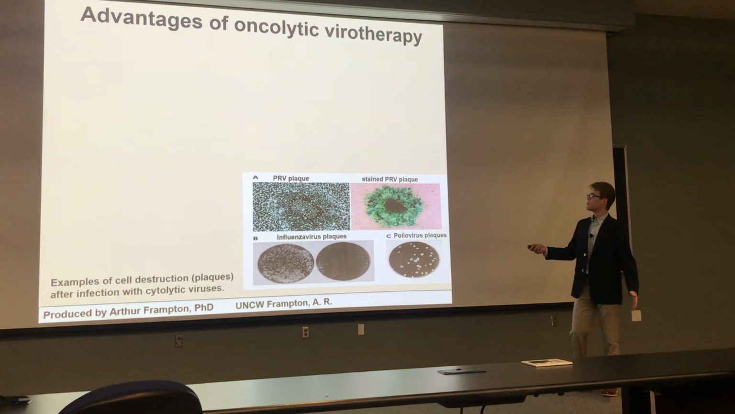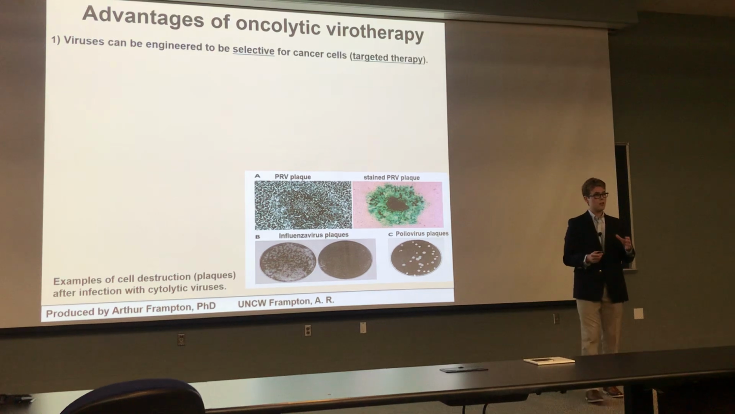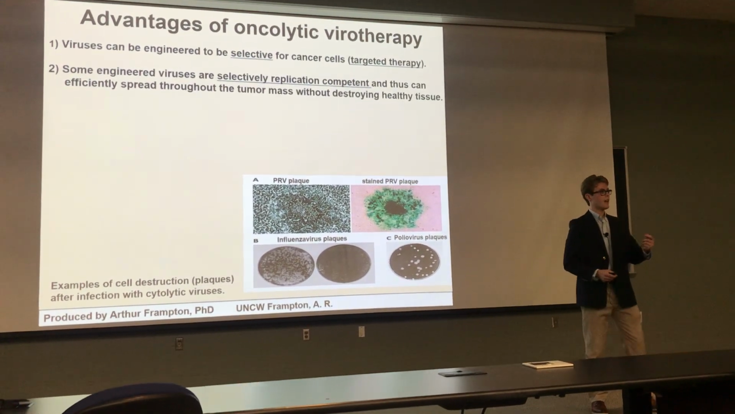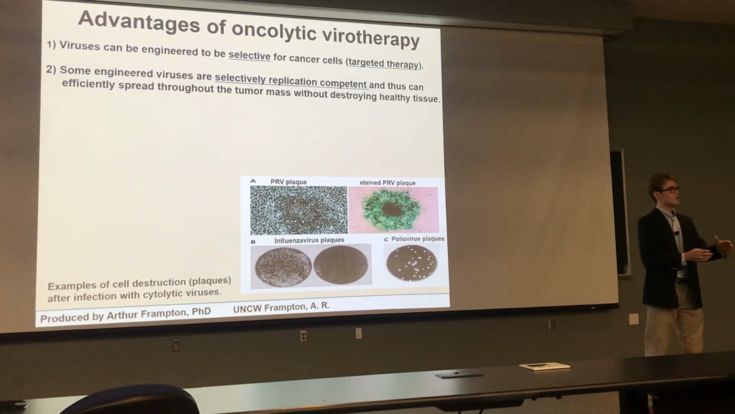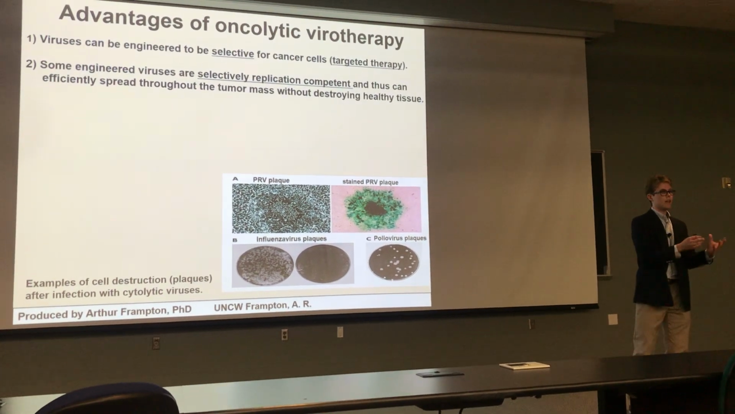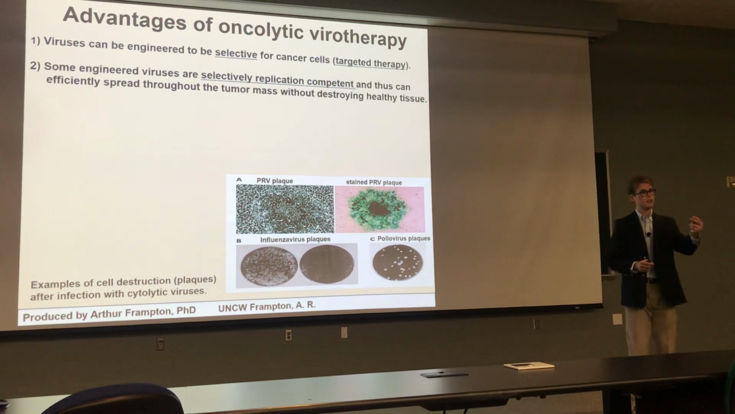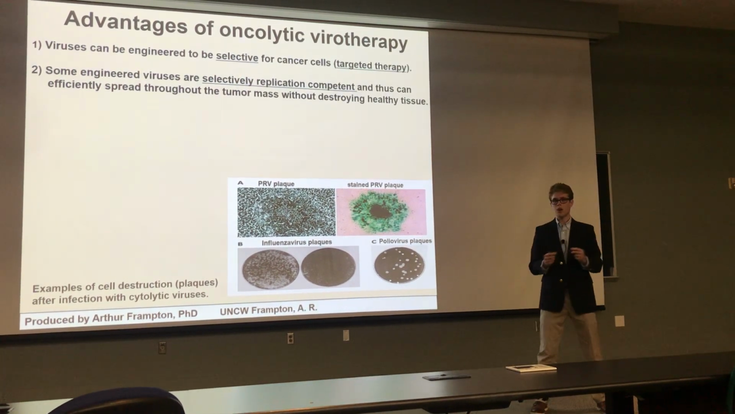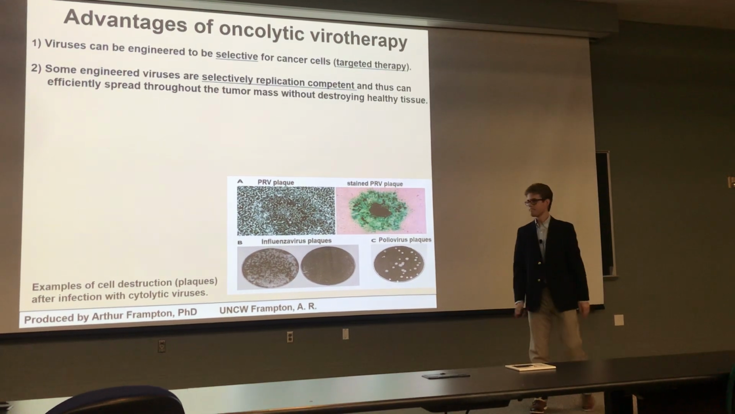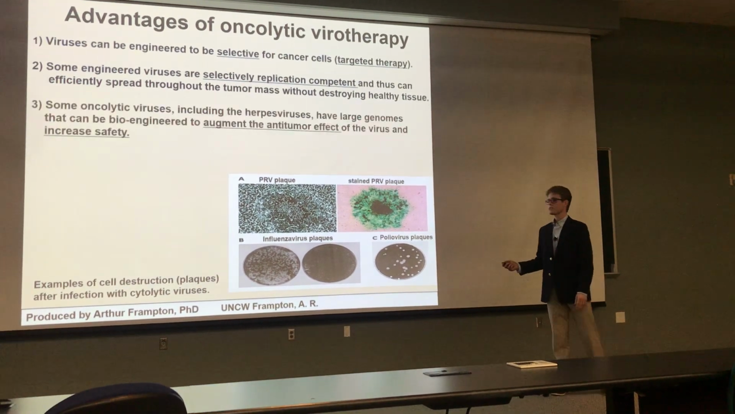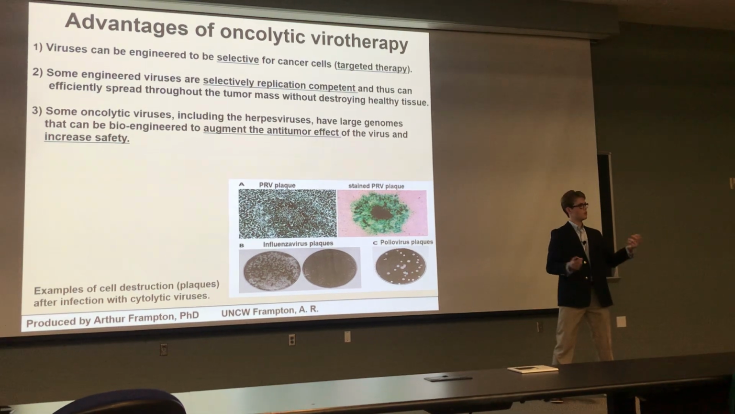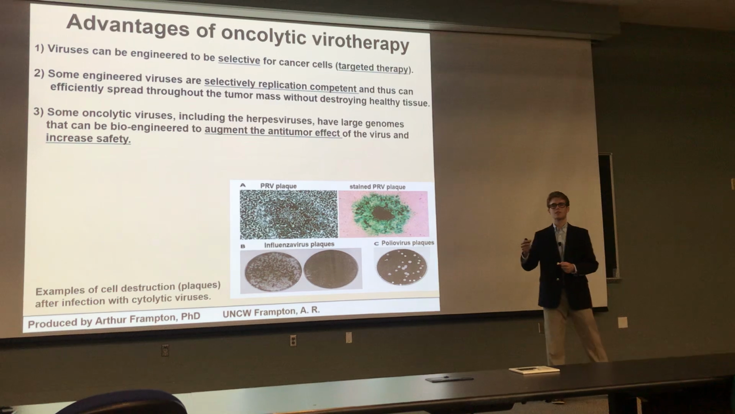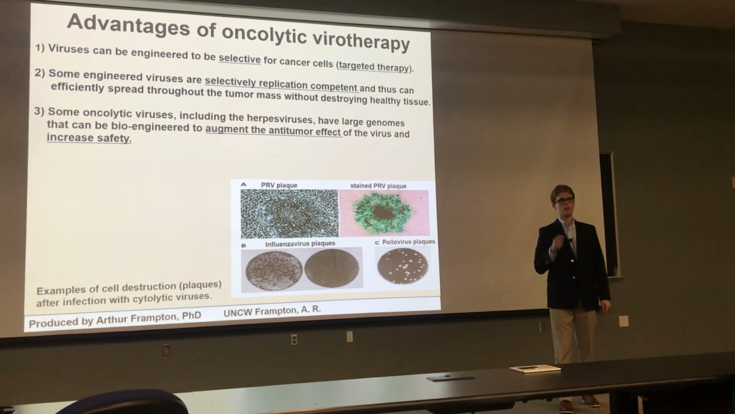To start, viruses can be engineered to become selectively replication competent, meaning that we can engineer these viruses to enter into and lyse cancer cells, increasing the probability of doing this, while decreasing the probability of these viruses doing any harm to normal cells. And the way that we can do this is by using a virus that has a fairly large genome, so we can insert or delete genes in order to maximize the safety and efficacy of the virus.